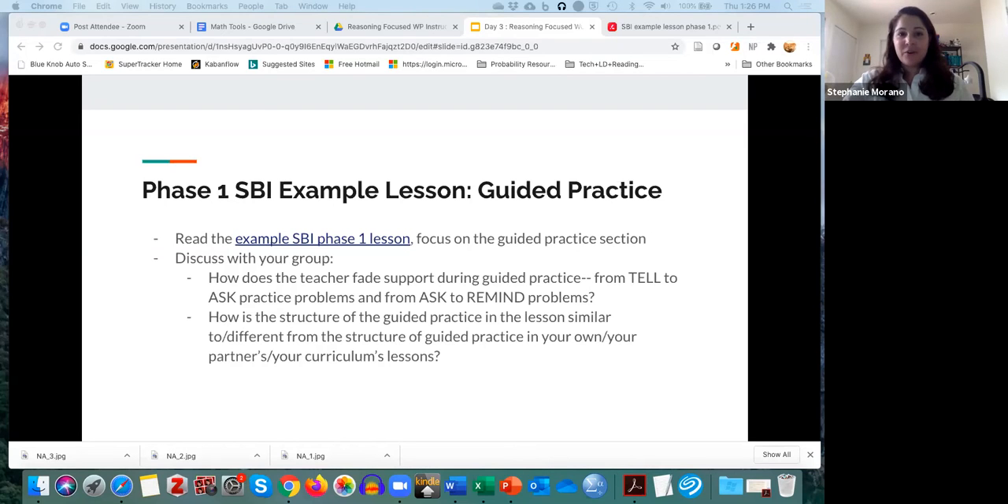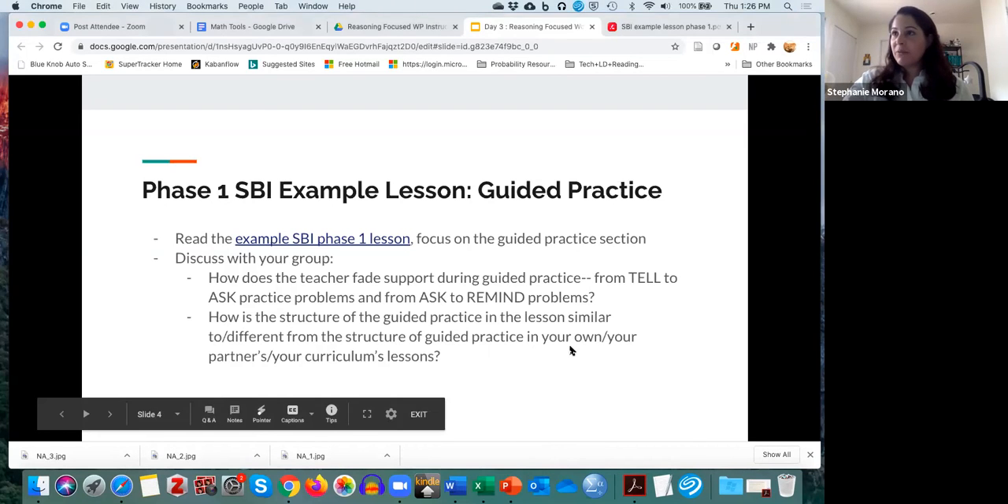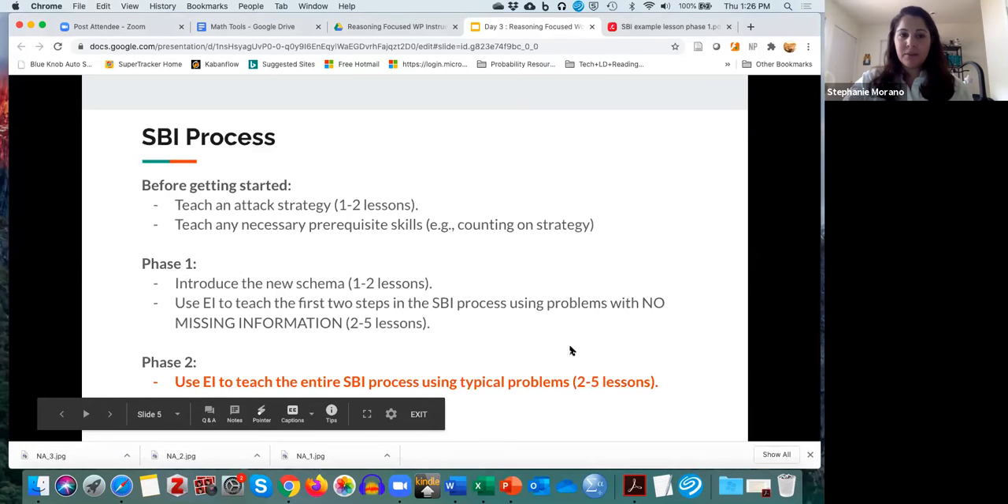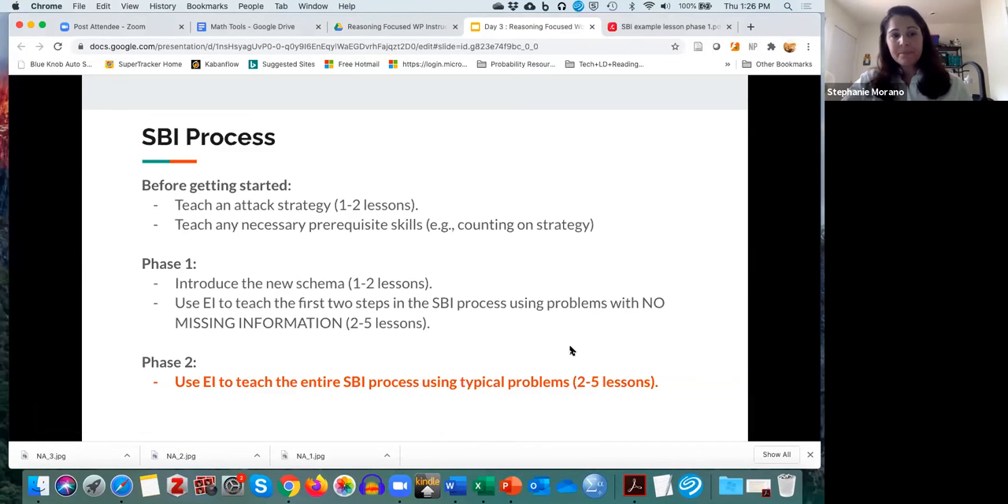Okay, so let's keep moving here. I'm really glad we got to have that discussion about the sample lesson plan. Today, we're going to focus on the whole process. So like I've been saying, so far, we focused on phase 1, where you're introducing the schema and then you're working on reasoning with problems that have no missing information. Today, we're going to look at the whole process where we're adding on problems that do have missing information.